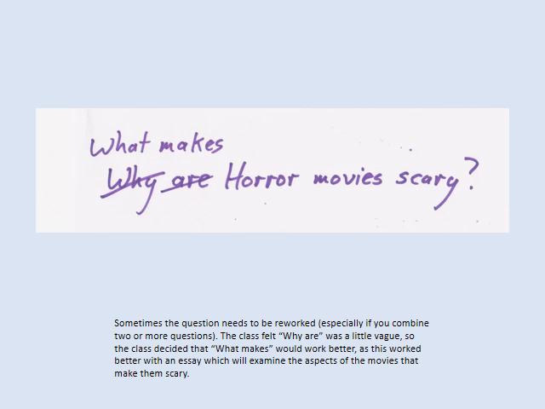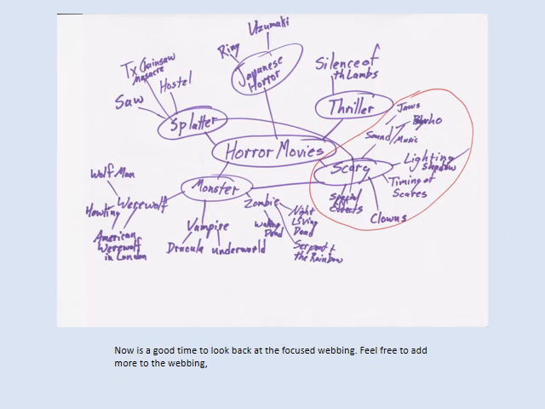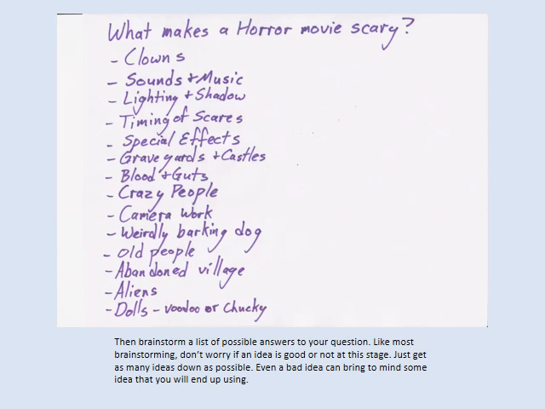So, why are horror movies scary? We reworked that a little bit. What makes horror movies scary? Now we're looking at what the criteria are that make horror movies scary. The next step, we can look back at our webbing, and you might add more to your webbing at this stage. That's perfectly fine. And then, okay, what makes horror movies scary? We just listed, and you notice a bunch of these aren't on the web. That's fine. We just brainstormed what makes a horror movie scary.